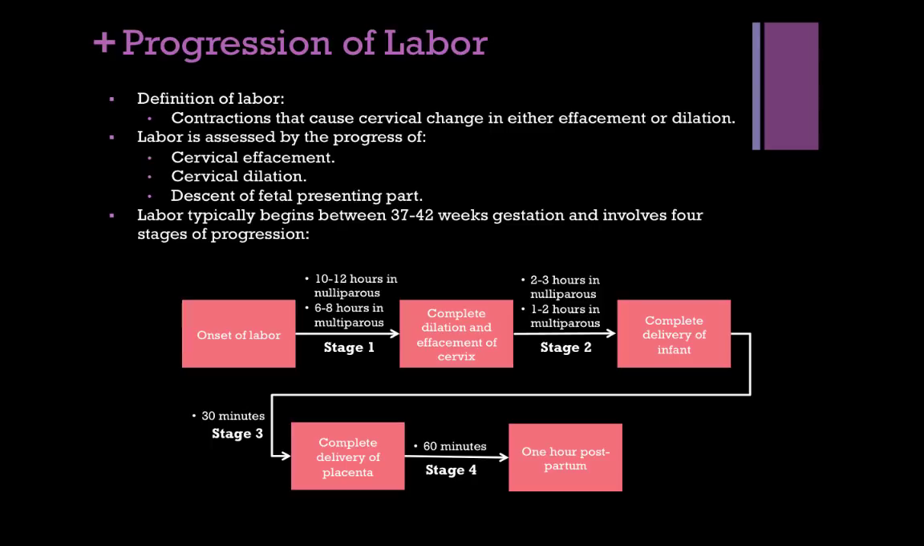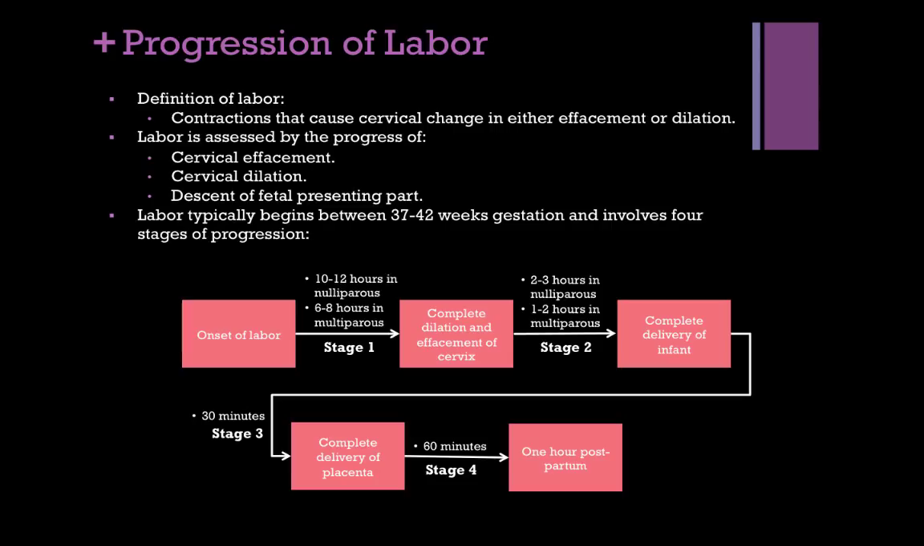And so labor begins with onset of contractions, and then getting from contractions to complete dilation or effacement actually takes quite a while. This is stage 1. This can take 10 to 12 hours if the woman's never had a baby before, and 6 to 8 hours if a woman has had a baby before. You don't really need to know these numbers, but it's just giving you the broad scope of how long you're going to be waiting for this woman to actually deliver her baby.